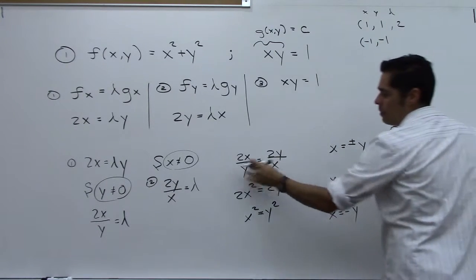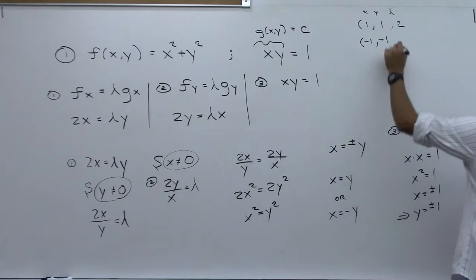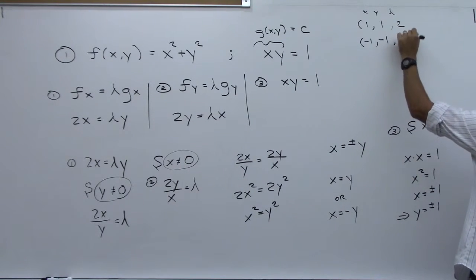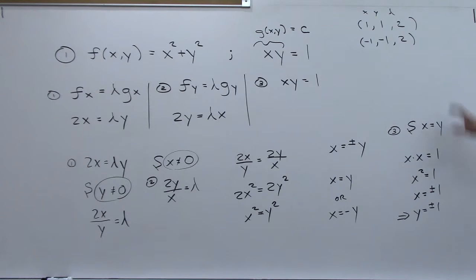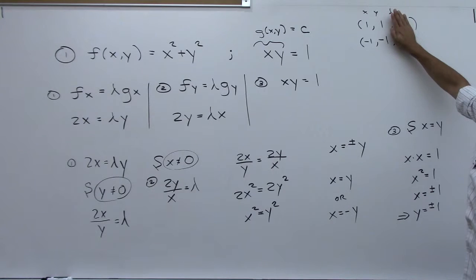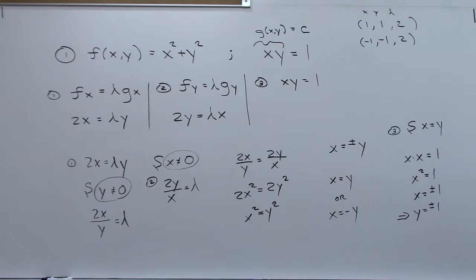And if x and y are both negative 1, then again, lambda's still 2. So far, these are my points of interest without the lambda. Lambda is just there to help us solve the three equations. Okay, that was if x was y.